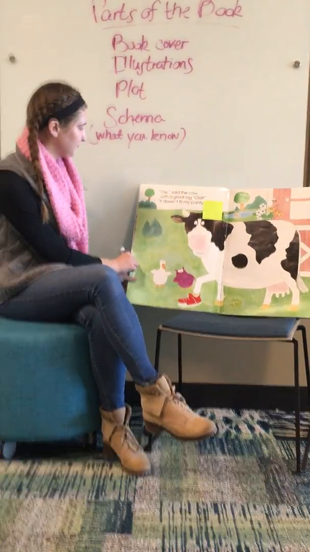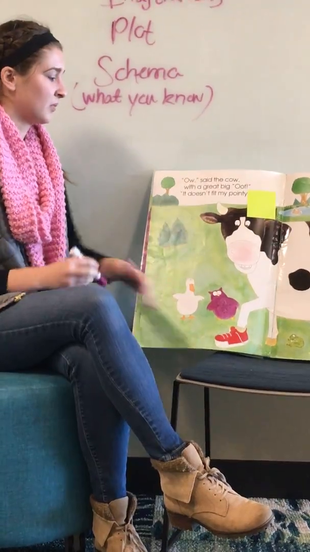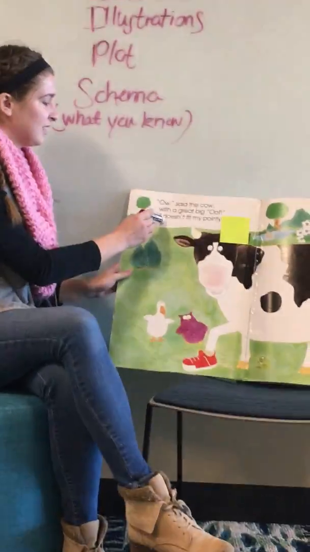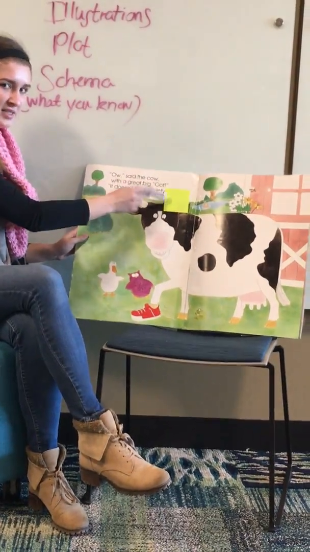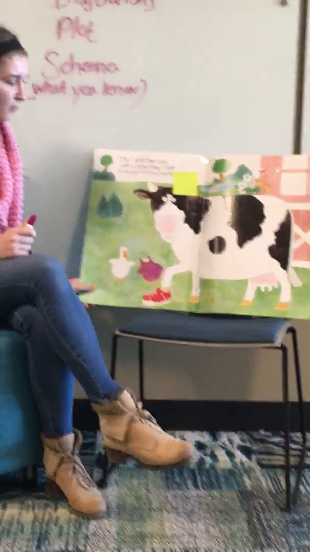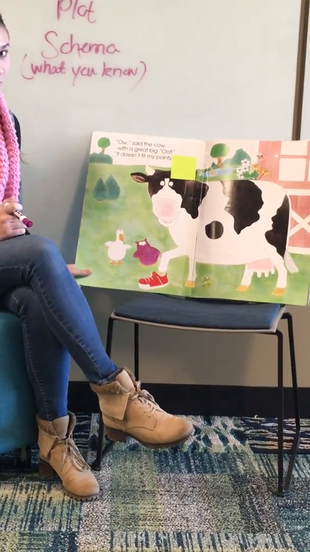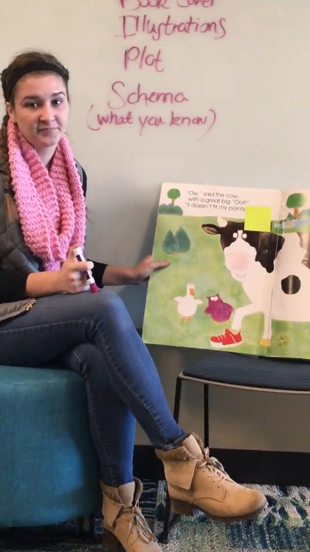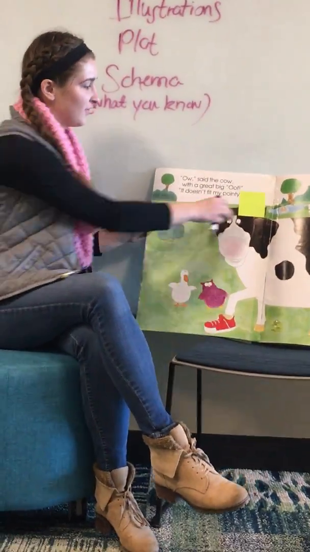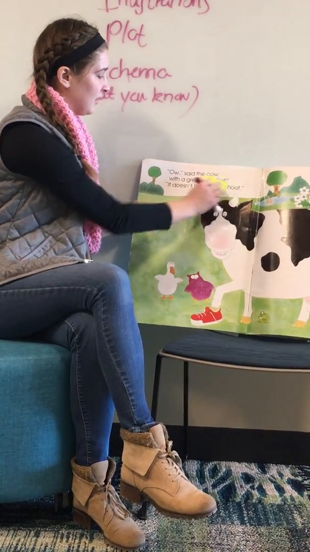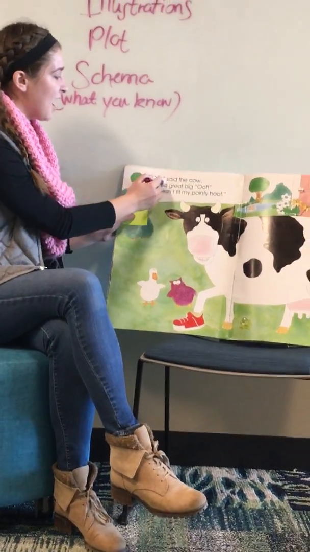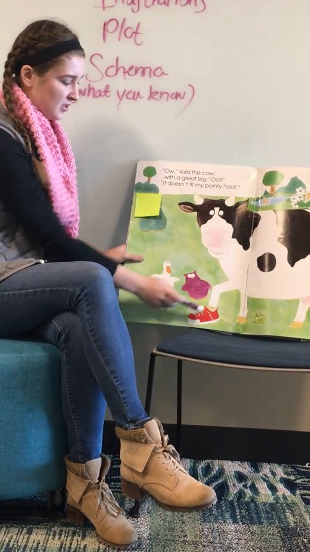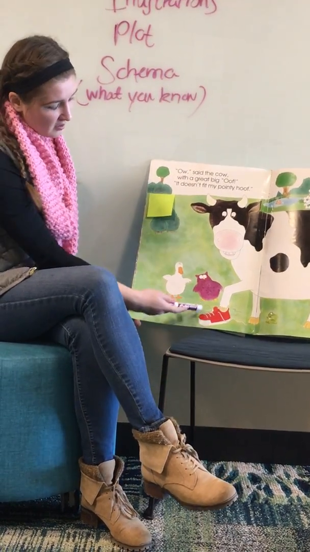All right, so we have one more we're going to go through. We have a cow this time. "Ow," said the cow with a great big oof. "It doesn't fit my pointy..." This is a little tricky word. I don't know if you know what it is. Roof? I don't know if roof would make sense. Does anyone have any other guesses? Hoof. Yeah. There we go. It's kind of a tricky word, but it says, "Ow," said the cow with a great big oof. "It doesn't fit my pointy hoof." So that's the foot of the cow. It looks like it's close.